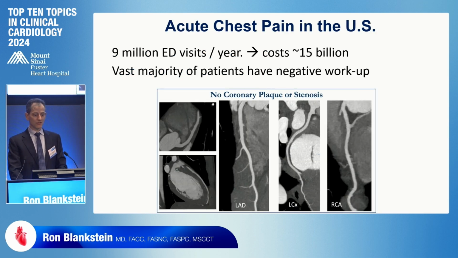Let's talk about acute chest pain. Of course, a big problem. Lots of patients come to our ER, $15 billion in healthcare costs. And the reality is that most patients have a negative workup no matter what test you do.